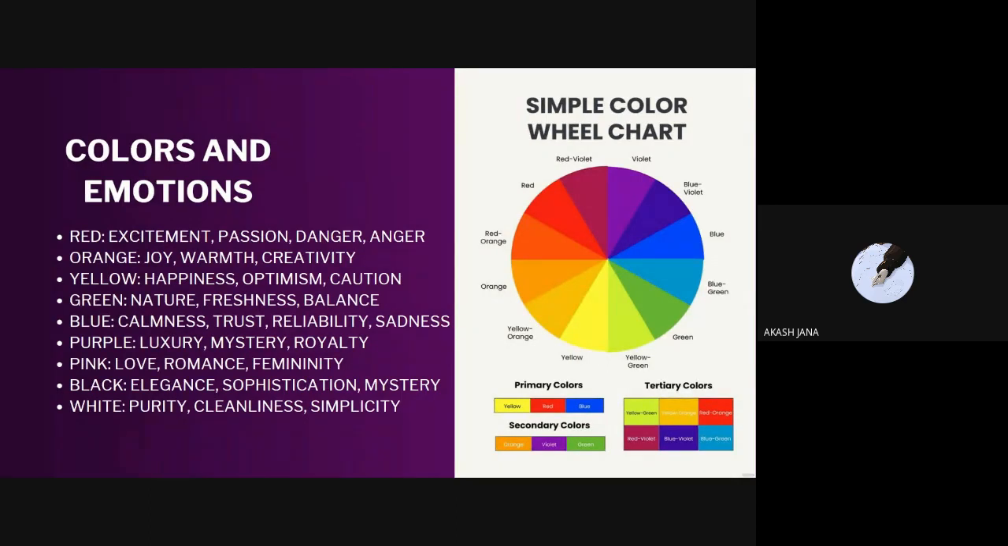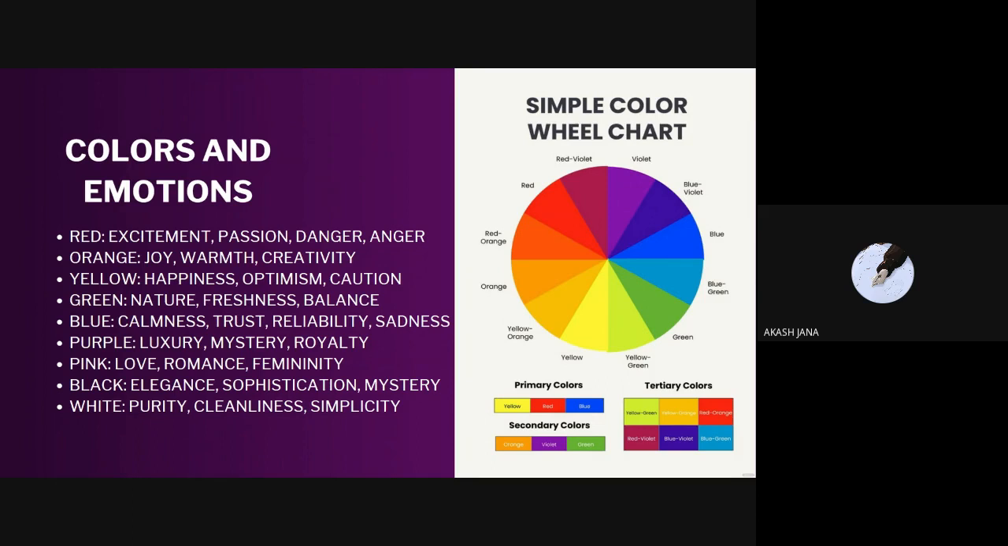Blue for calmness, trust, reliability, and sadness. Purple for luxury, mystery, and royalty. Pink for love, romance, femininity. Black for elegance, sophistication, and mystery. White for purity, cleanness, and simplicity.